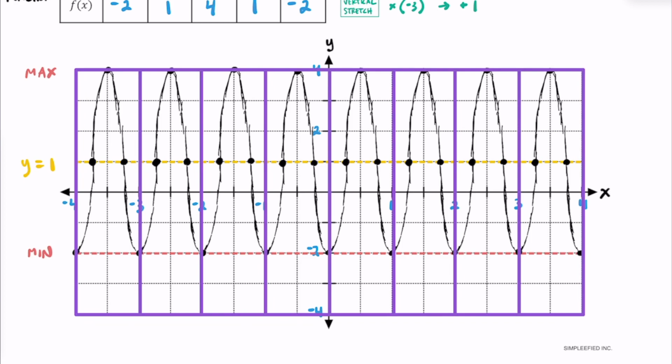It had a lot of different types of transformations. Hopefully you feel a little bit more comfortable with the process and how to kind of get to this point.